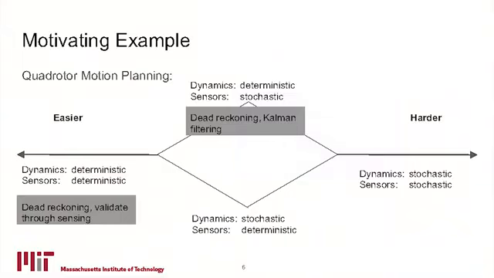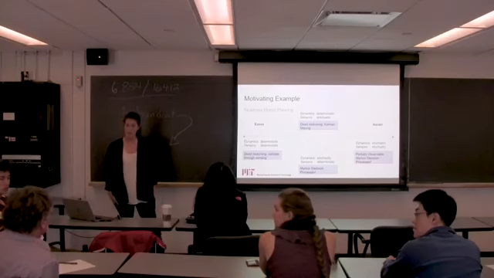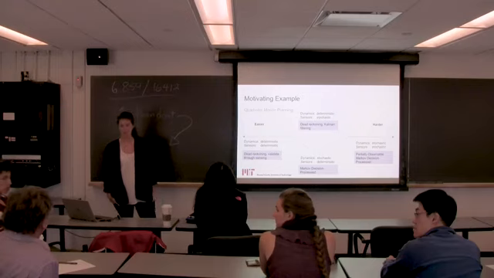Then towards the bottom, we have stochastic dynamics and deterministic sensors. So in this case, maybe there's some uncertainty in our actions, but we can validate through sensing. This is where we're going to spend the next section on Markov decision processes. And then briefly later in the lecture, we're going to talk about this most difficult case, which is the stochastic dynamics and stochastic sensors. Our execution, maybe, maybe not. Our sensors, maybe a little bit of noise. And this is where we see partially observable Markov decision processes. Let me make just a quick clarification on the dead reckoning. So dead reckoning is where you estimate your position using the probabilistic model, but you don't use any observations in that estimate.